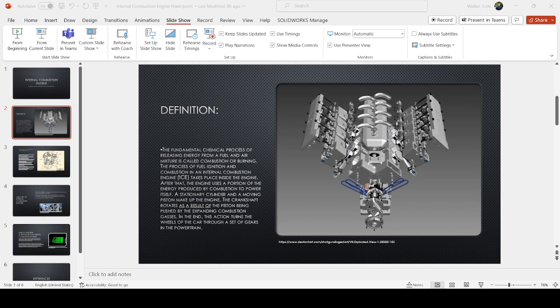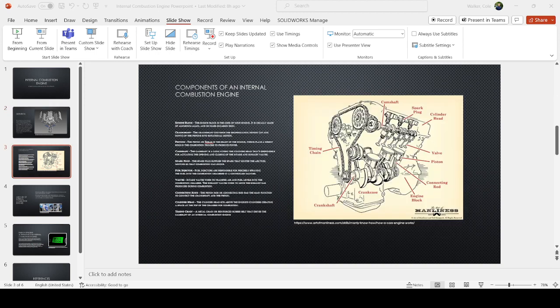And after that, the engine uses a portion of the energy produced by combustion to power itself, to allow the stationary cylinder and a moving piston that make up the engine to allow the power to go into the powertrain on the backside of the engine. As you can see by this exploded diagram here, this is an exploded version of an engine, just showing a little bit of the parts and pieces of it. Next, we have a slide here that shows all of the main components, which this shows at the bottom.